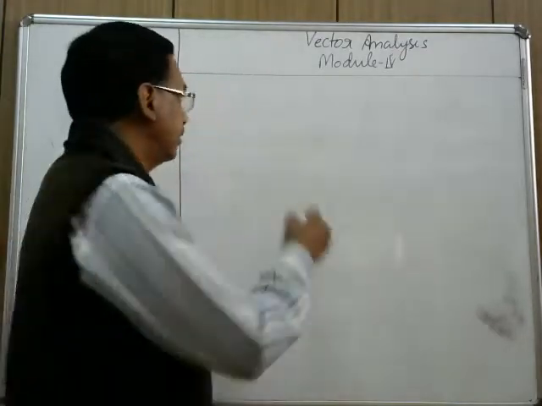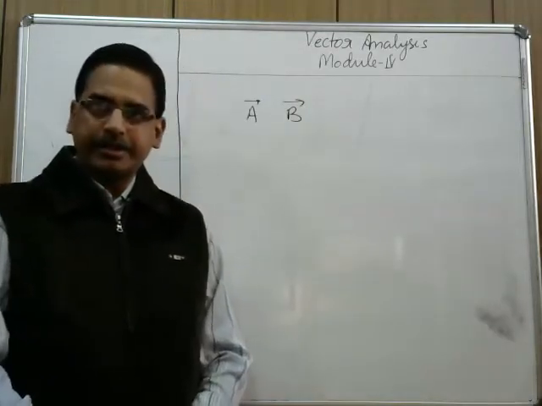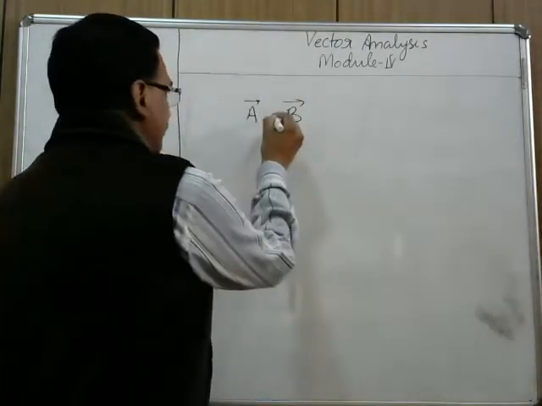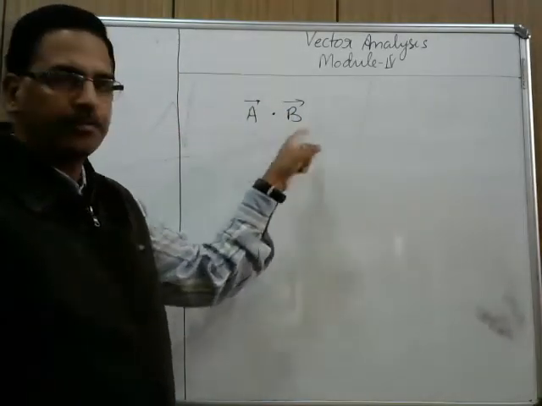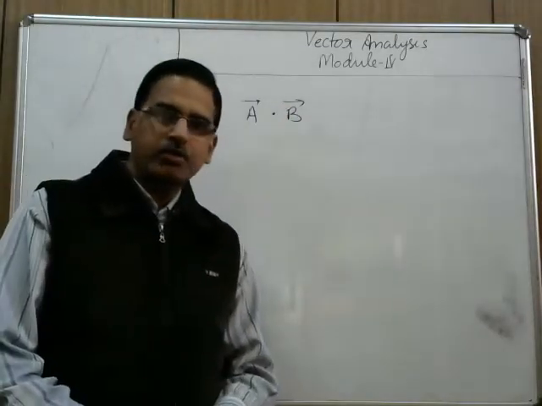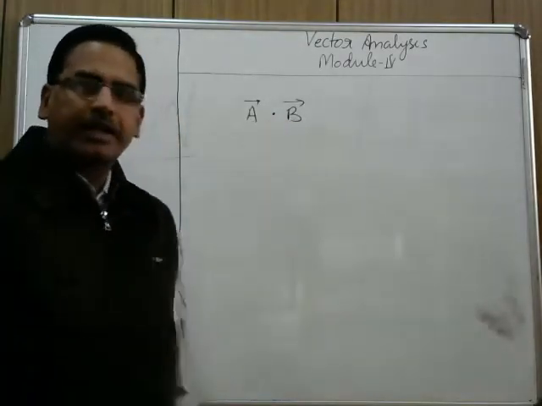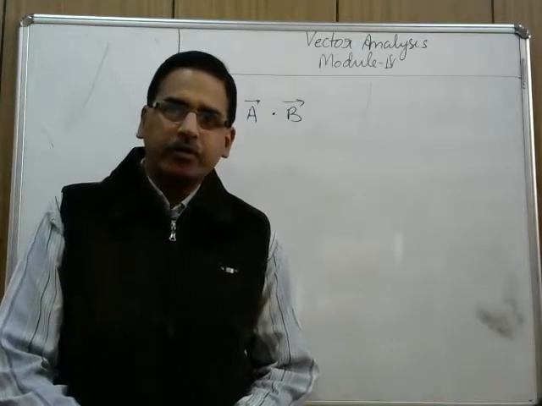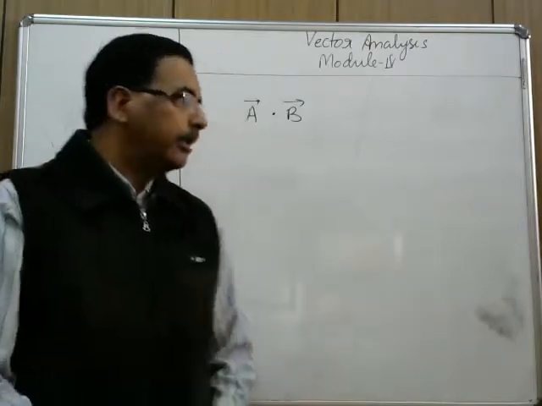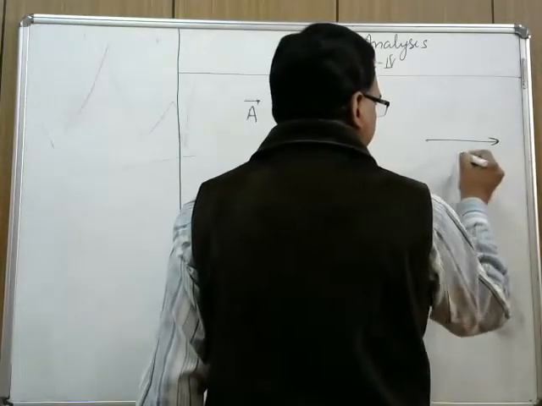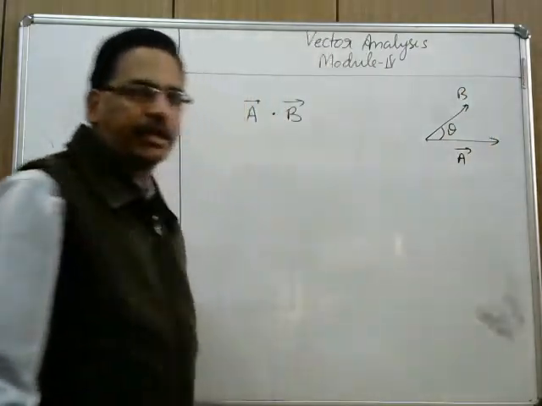Now, let vector A and vector B be two vector quantities. Their scalar product is represented by this dot and we read it like A dot B, and that's why this scalar product is also known as dot product. So, the scalar product of two vectors is a scalar quantity equal to the product of their magnitudes and cosine of the angle between them. Let these be the two vectors, vector A and vector B, and the angle between them is theta.